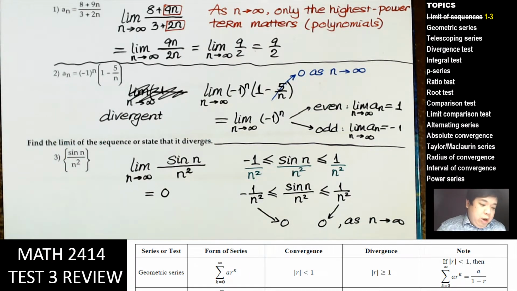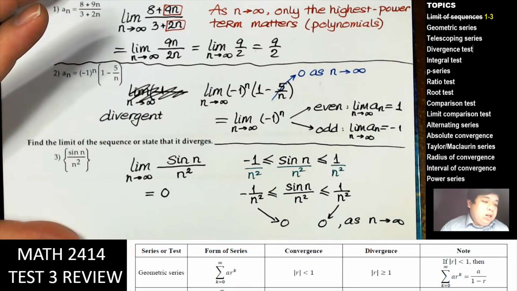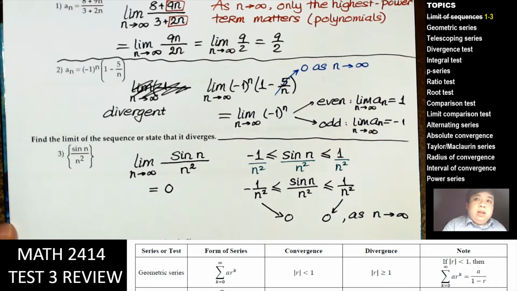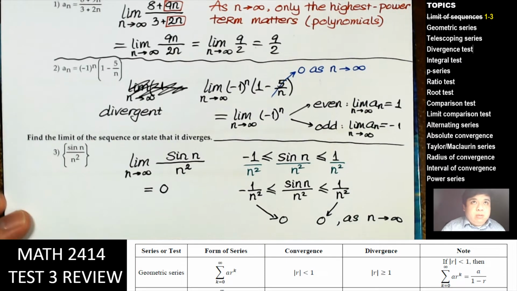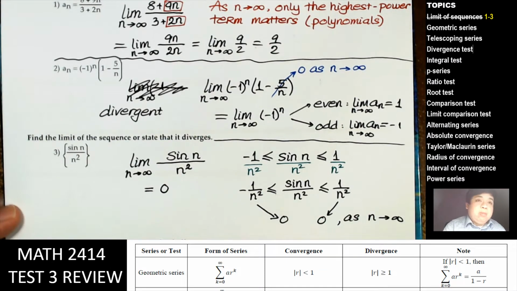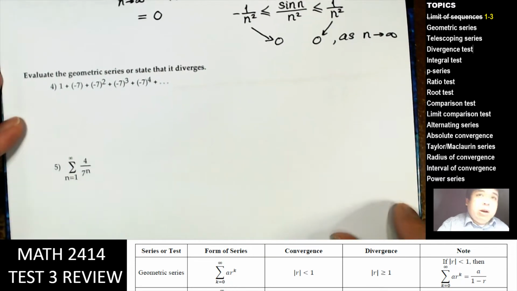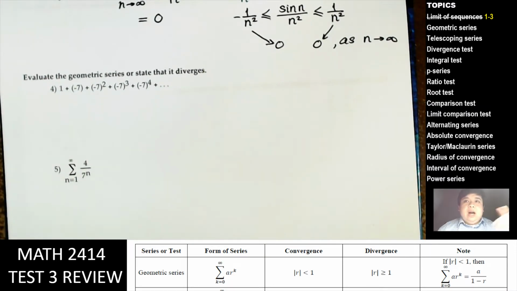Next we'll go to geometric series. Now the first three questions are about sequences, meaning a particular term in a sequence. A series is where we add all of those terms in the sequence. So we have the sums like 4 and 5 here. Right. So for geometric series, the formula is at the bottom.